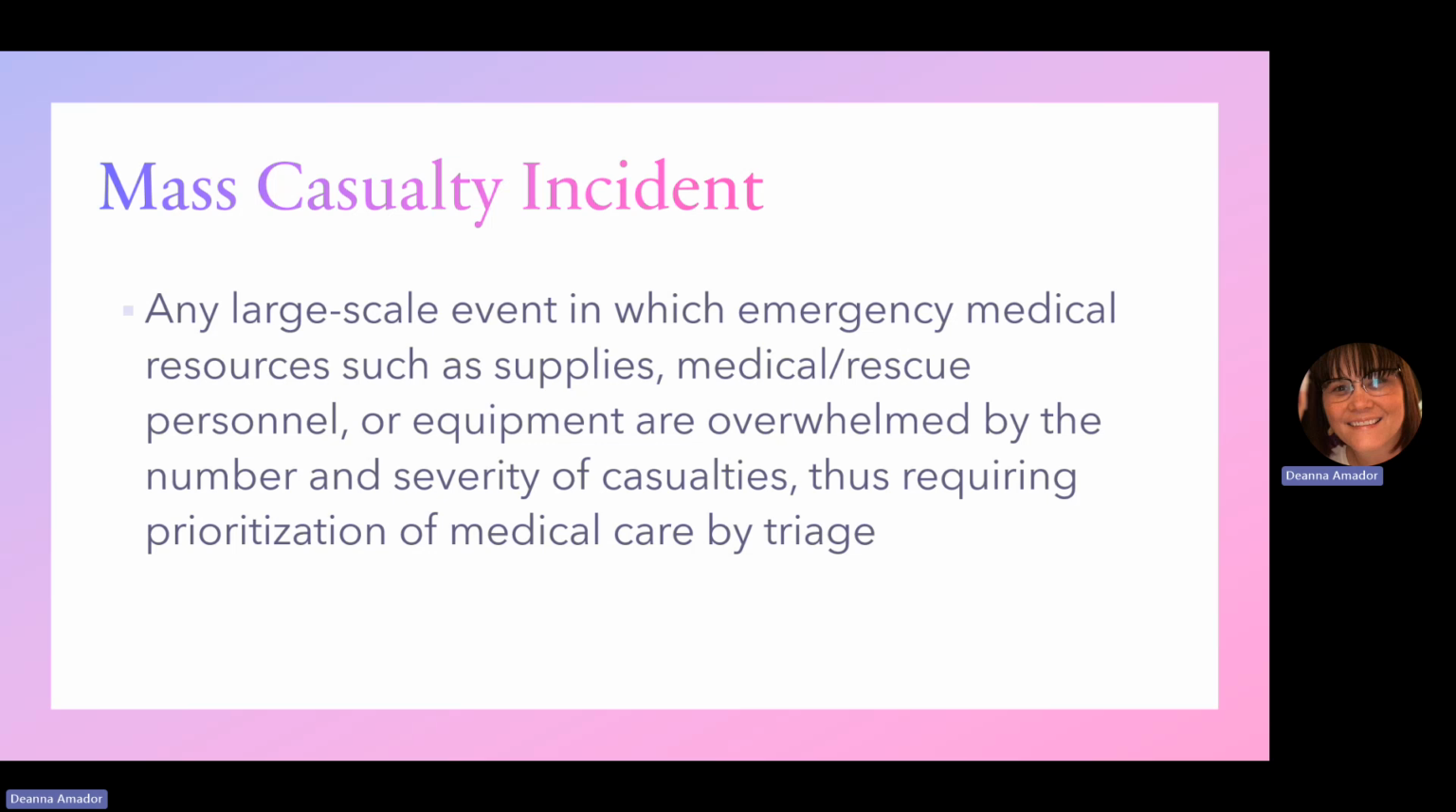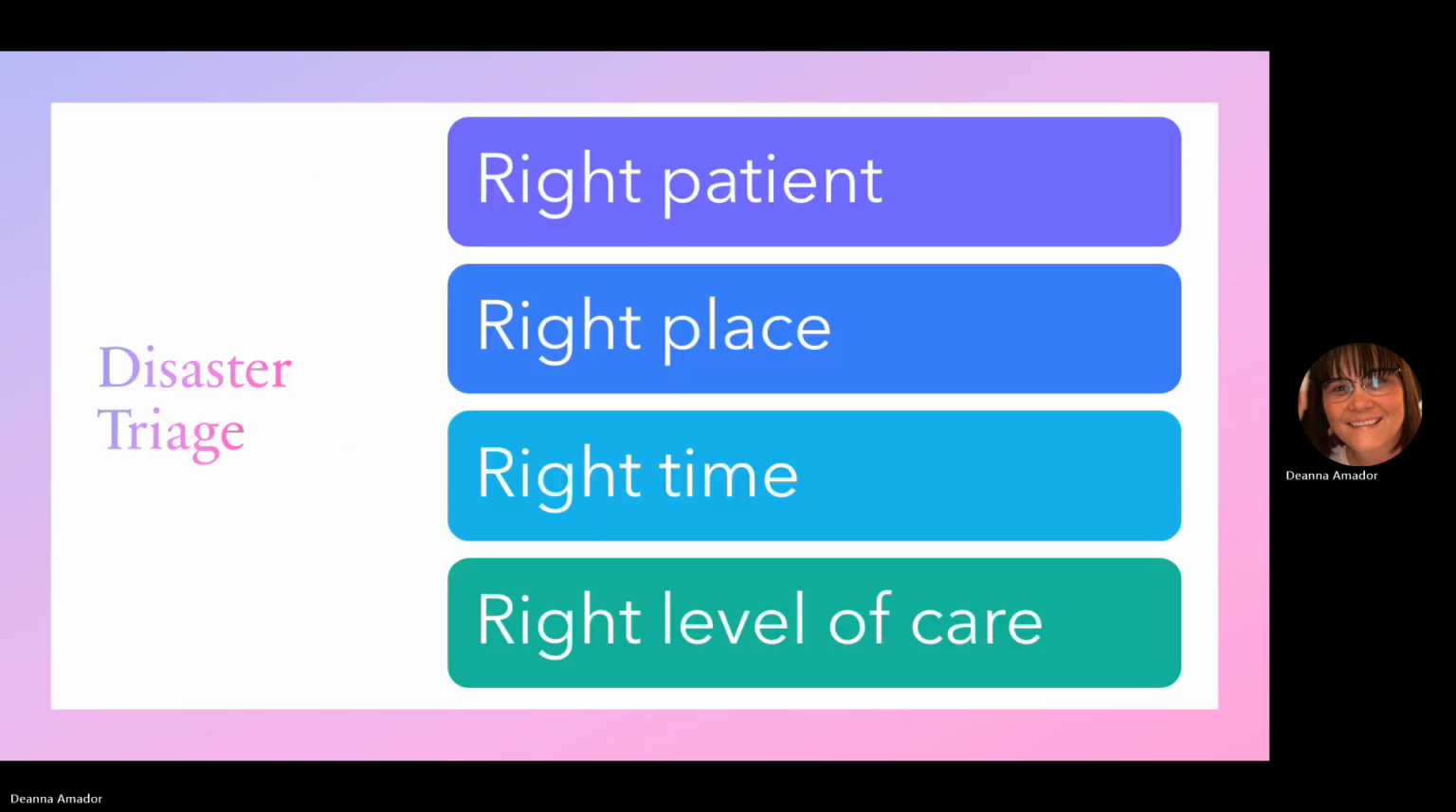So the big thing with this is the goal of disaster triage is to ensure, quote, doing the most good for the greatest number of people. So that is the goal of mass triage. With disaster triage, you have an allocation of limited resources in a disaster. You have the right patient, right place, right time, right level of care.